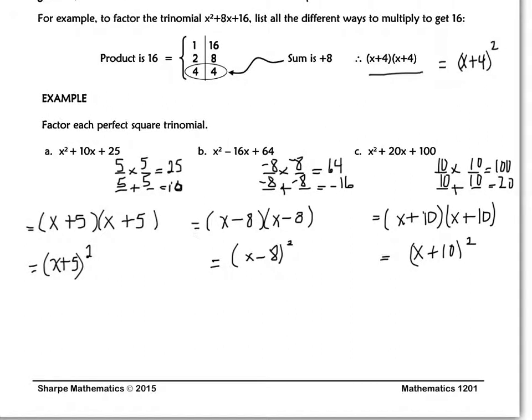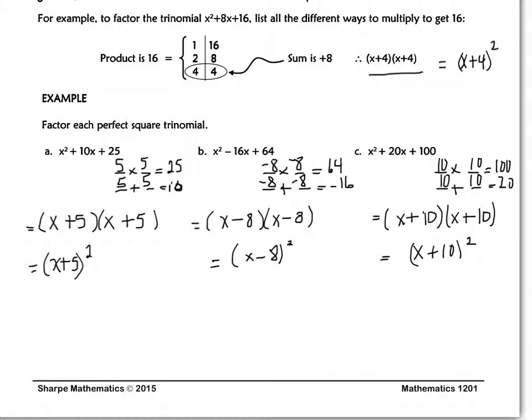So if we look at those factors and those trinomials that they came from, we can see if there's a relationship. How do you know when it's a perfect square trinomial? How can you look at the trinomial to start with and see that it's a perfect square trinomial?